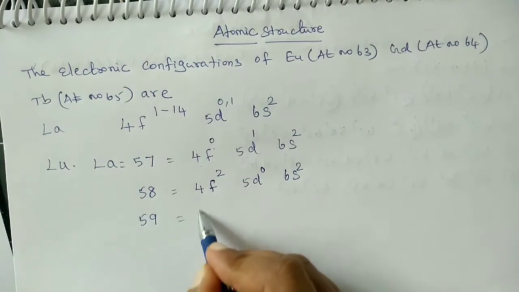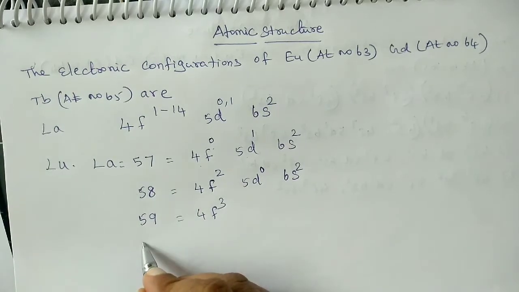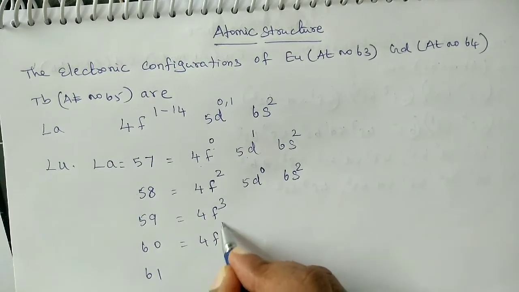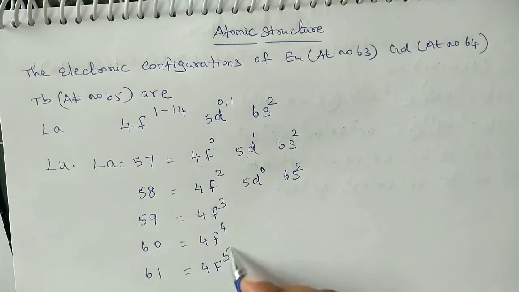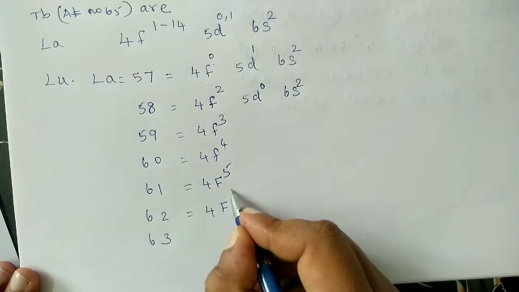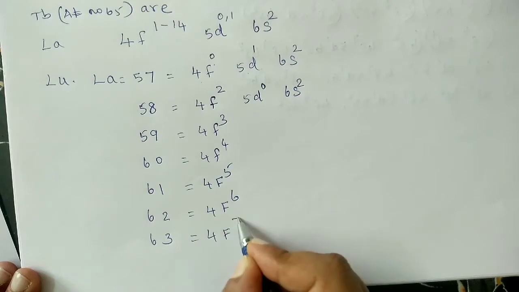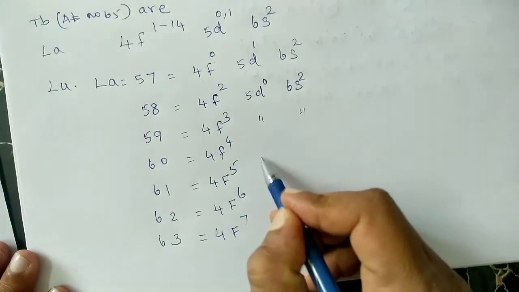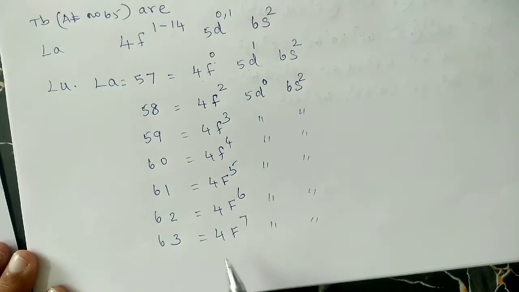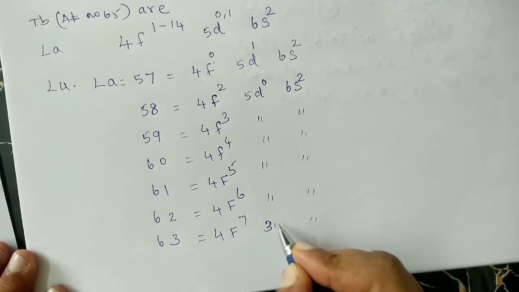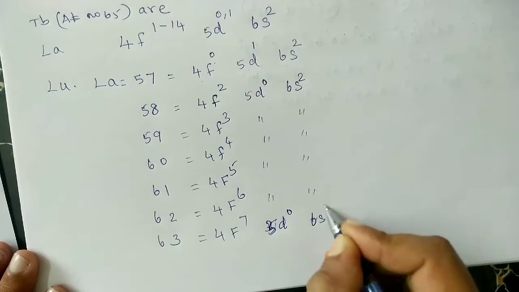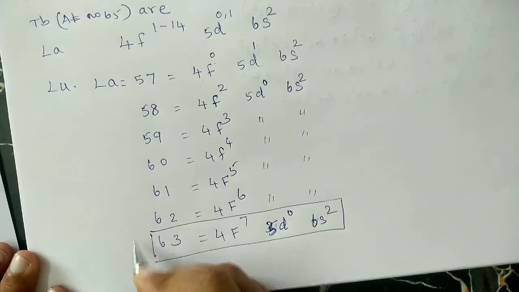Next, 59 is 4f3, then 60, 61, 62, 63 follow: 4f4, 4f5, 4f6, and another one is 4f7. All of these have the configuration 5d0 6s2. That is the electronic configuration of atomic number 63, europium: 4f7 5d0 6s2.